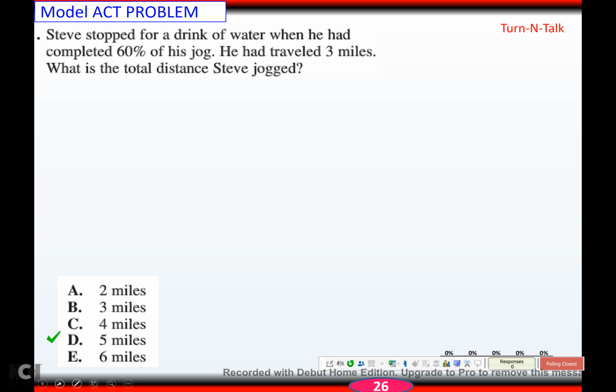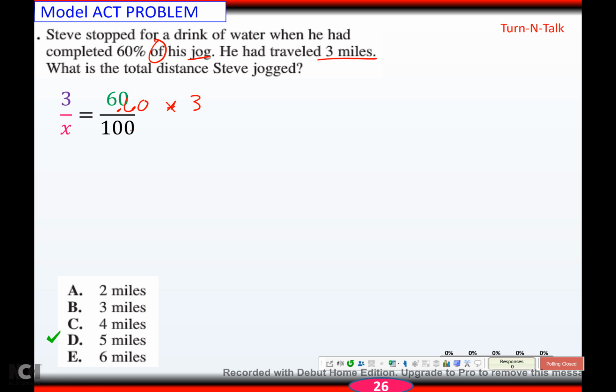And hopefully you got 5 miles. It said Steve stopped for a drink of water when he had completed 60% of his jog. He had traveled 3 miles. What is the total distance Steve jogged? He's saying you completed 60% of, that means times, his jog. And his jog lasted 3 miles. So I'm taking 60% of 3.